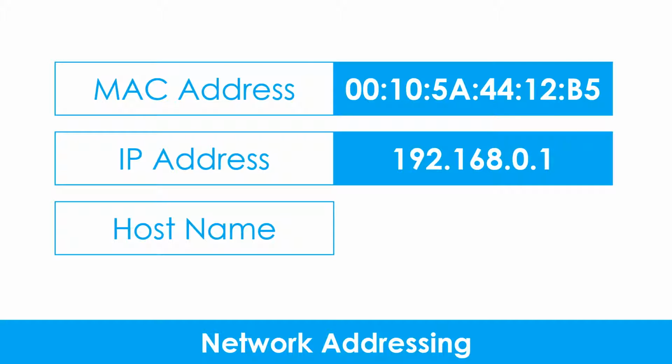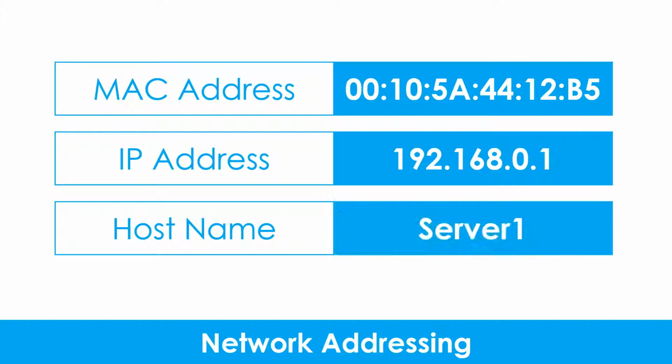An IP address is usually assigned to a device when it joins a network, however sometimes they are set manually. The trouble with MAC addresses and IP addresses is they aren't very easy to remember. Host names were developed to solve this problem. A host name is a human-readable label that is assigned to a network device.